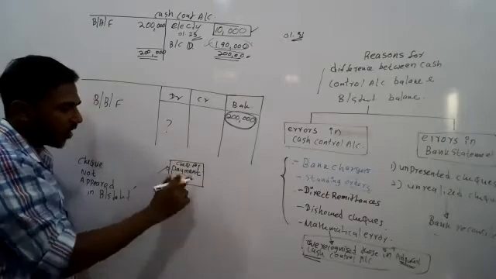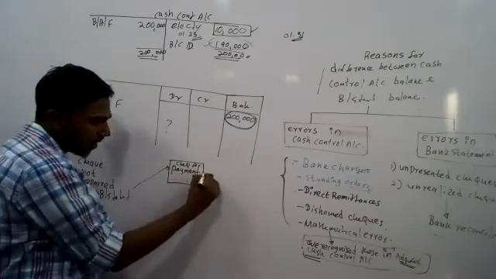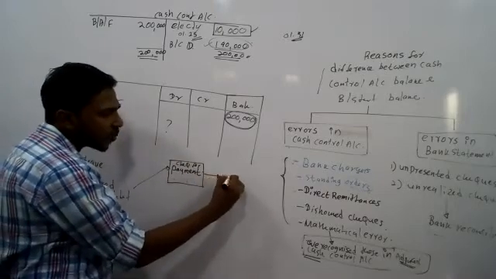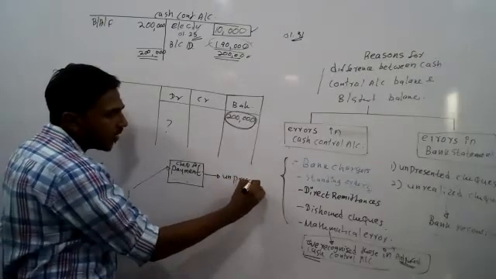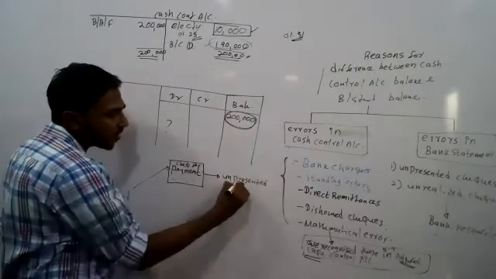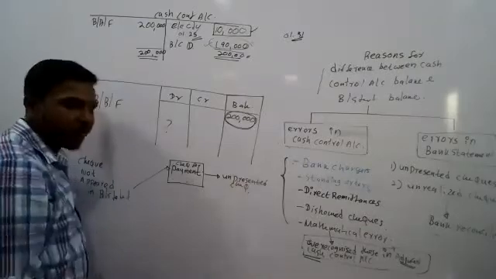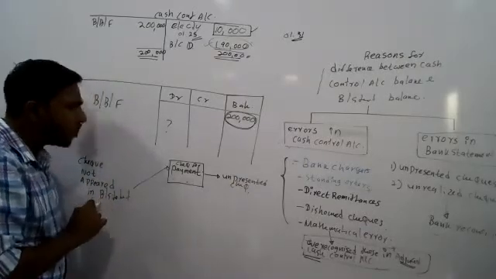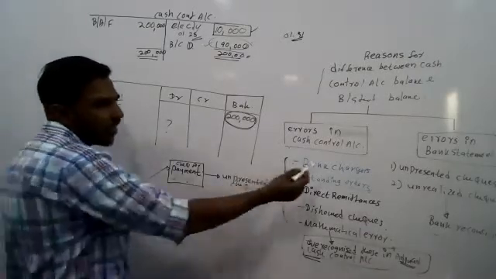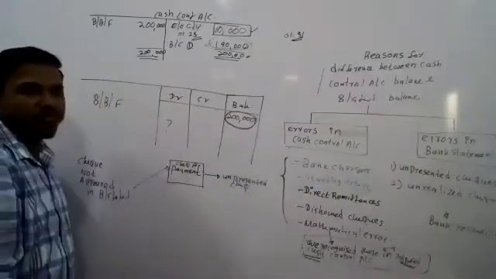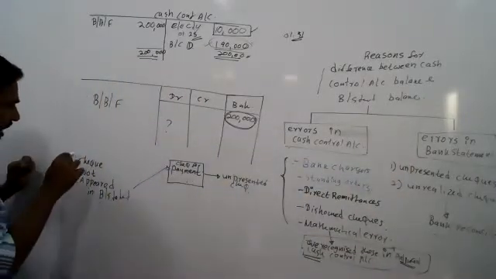If it was a check for payment, then what is it called? Unpresented check. That means the check should not appear in the bank statement. Obviously, it does not appear in the bank statement. Check not appeared in bank statement.